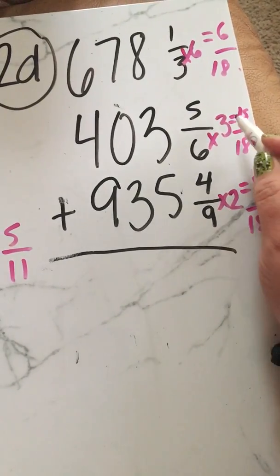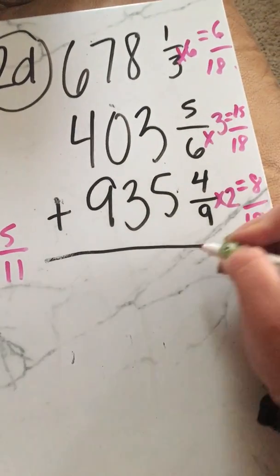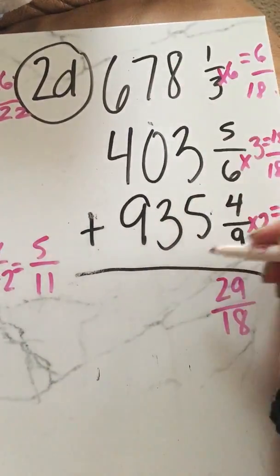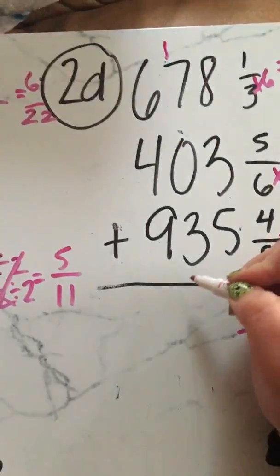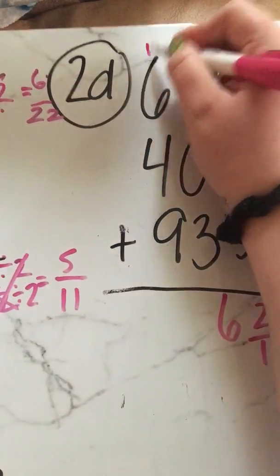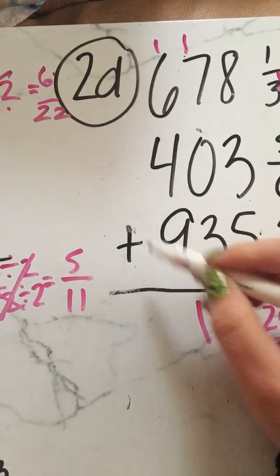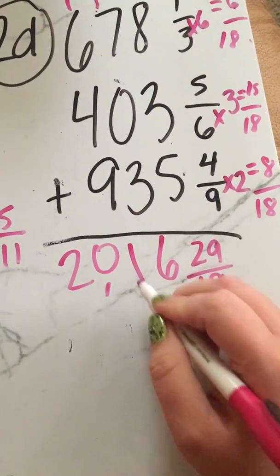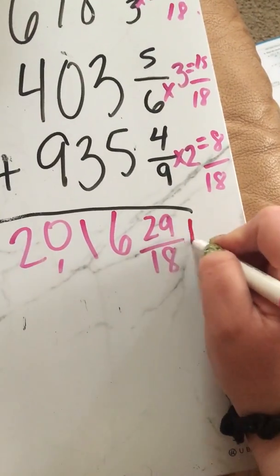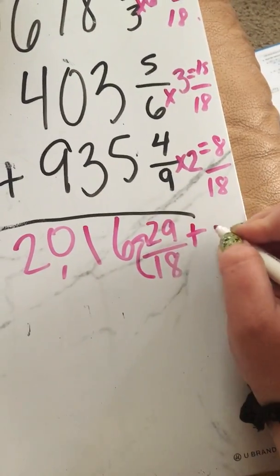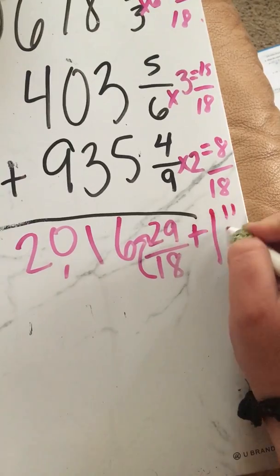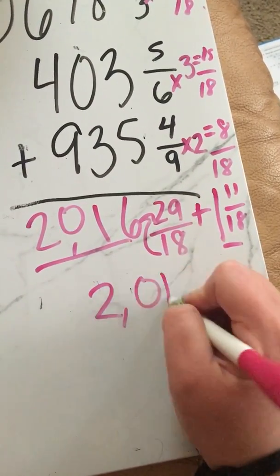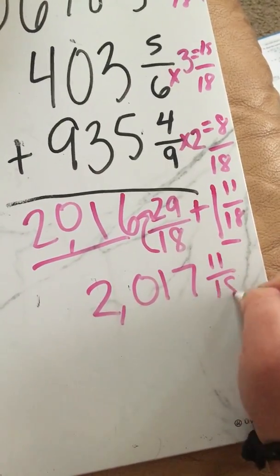Now when I add all of these up, you'll see that this is now an improper fraction that we're going to have to fix. But first, let's add all of our whole numbers. So now I'm going to have my 2016 plus 18 goes into 29 once with 11 left over, and your 18 stays the same. We add these and we now have 2017 and 11/18.